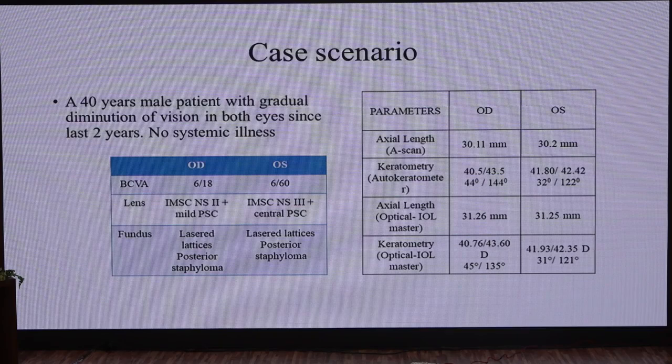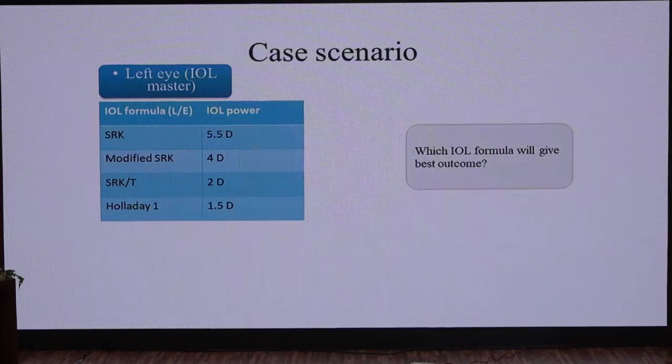We have calculated the axial length using the A scan and the optical IOL master, and we have calculated the keratometry also using the auto keratometer and the optical IOL master. Now, if you see the IOL power calculated using the different IOL formulas for the left eye, the SRK formula is calculating the power as 5.5 diopter, and the SRK-T and the Holladay 1 are calculating it as 2 and 1.5 diopter. So you can see there is a huge, wide range of difference between the standard SRK and the SRK-T or the Holladay 1 formula.